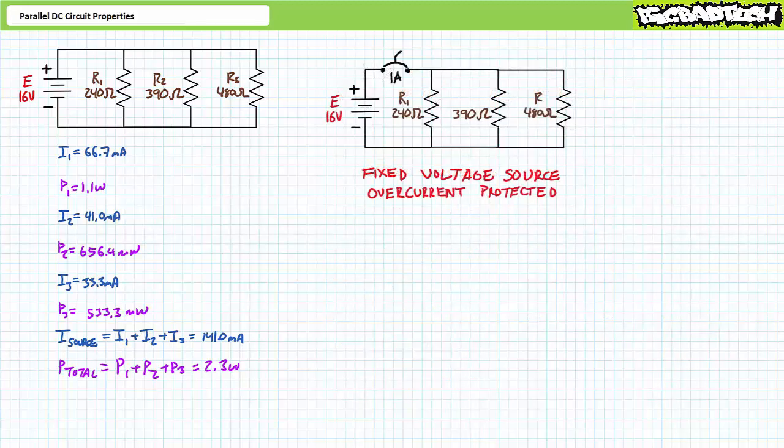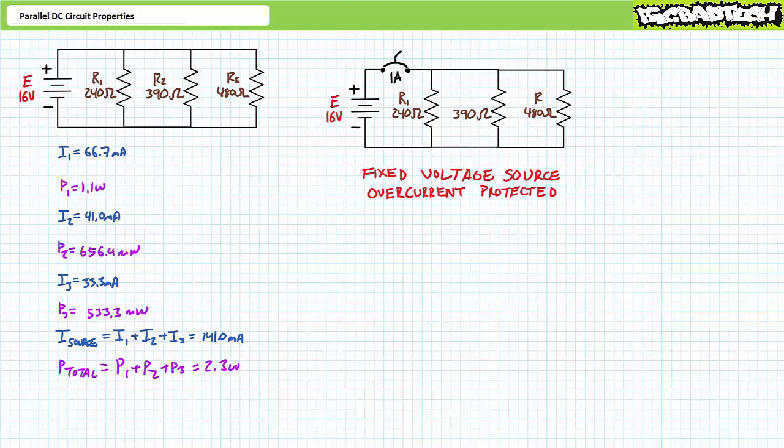Alternatively, the other type of response to short circuits in parallel circuits involves fixed voltage sources with overcurrent protection in series. For example, consider a 1 amp circuit breaker in between the 16-volt source and the original parallel combination of 3 resistors. In this sense, the 1 amp circuit breaker acts like a master switch for the complete circuit. If source current ever exceeds 1 amp, the circuit breaker opens and disconnects the entire circuit.